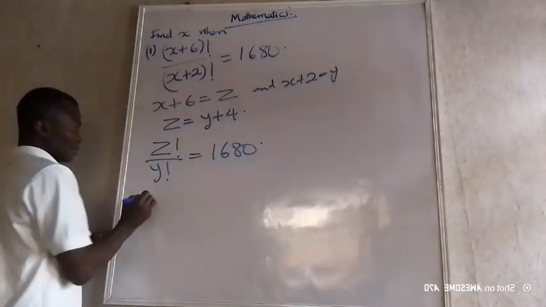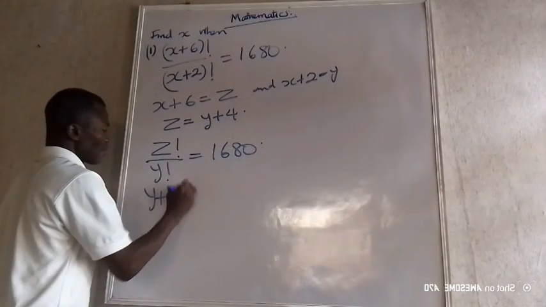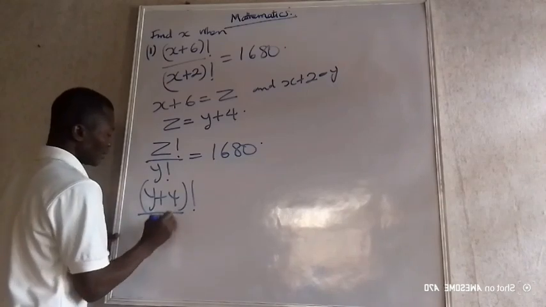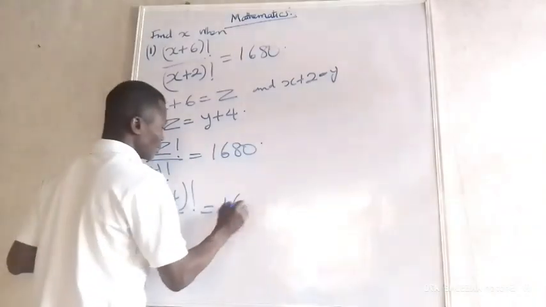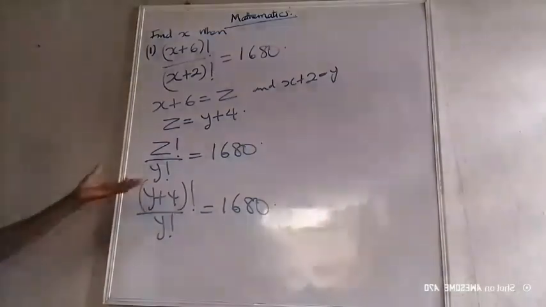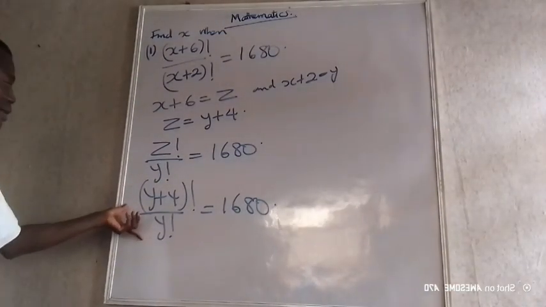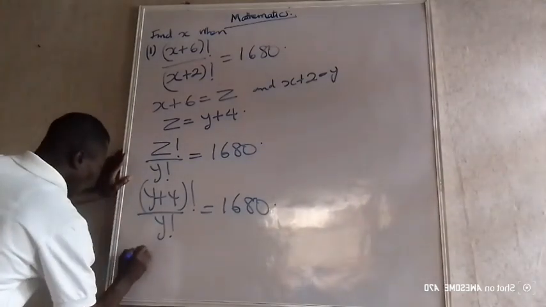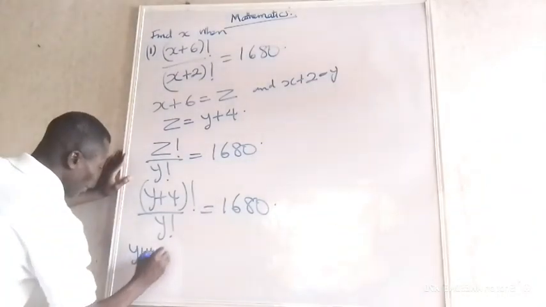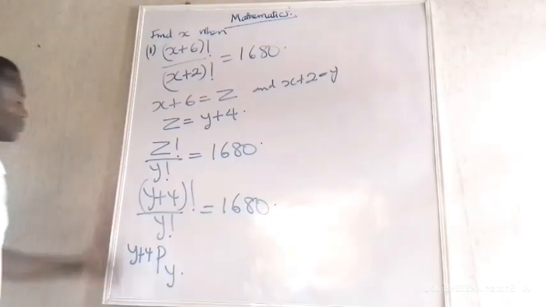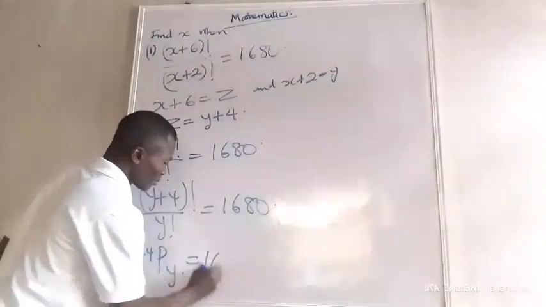So let me revert back to this: (y plus 4) factorial divided by y factorial is equal to 1680. And from our dealings, we know that this is permutation, that is (y plus 4)Py. That is what the question is saying: 1680.